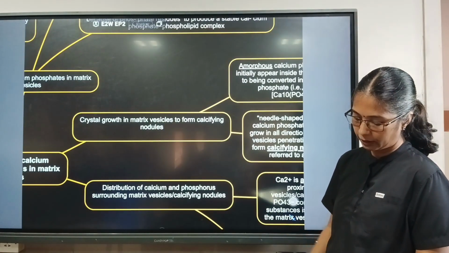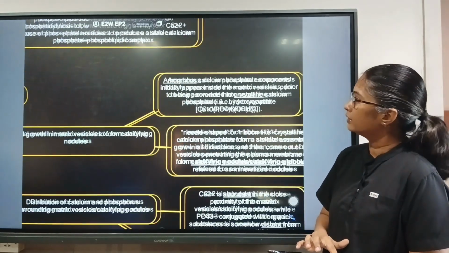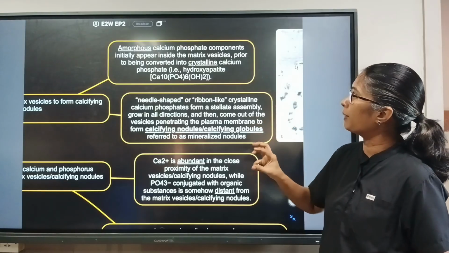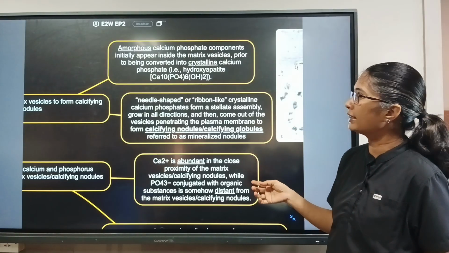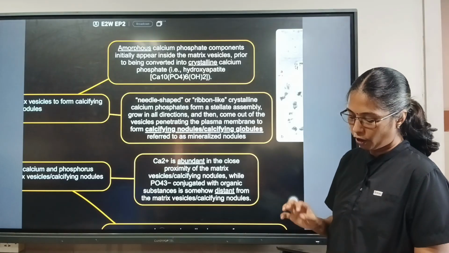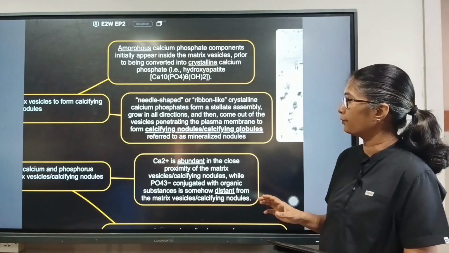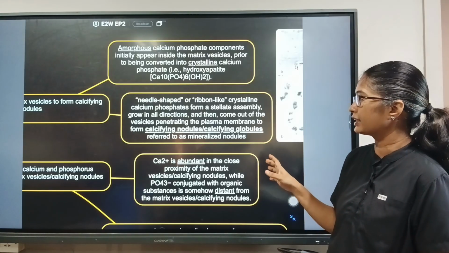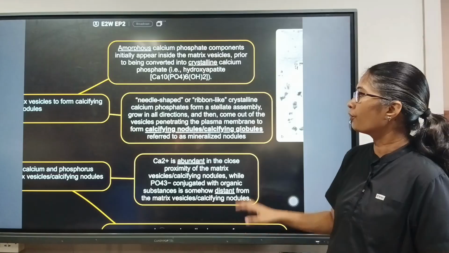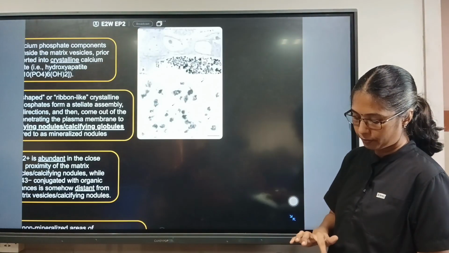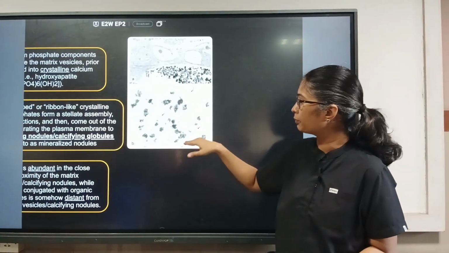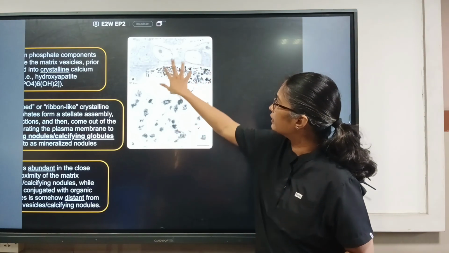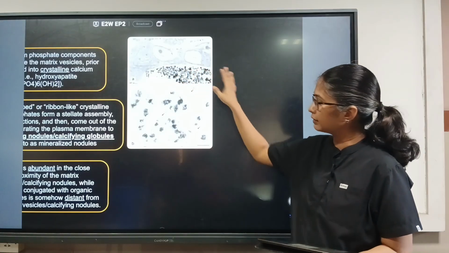And how does the crystal growth in matrix vesicle happen? Initially, the calcium phosphate is in the amorphous form, which appears inside the matrix vesicles, and then it is converted into the crystalline calcium phosphate, that is hydroxyapatite. They form needle-shaped or ribbon-like crystalline calcium phosphate from a stellate assembly growing in all directions, and then come out of the matrix vesicle, penetrating the plasma membrane to form calcified nodules. Once they form that star-like structure, they form the calcium nodules, and this is the TEM image of a calcium nodule. We have the osteoblasts here, and the matrix vesicles have come and deposited, and the calcium nodules are being formed.